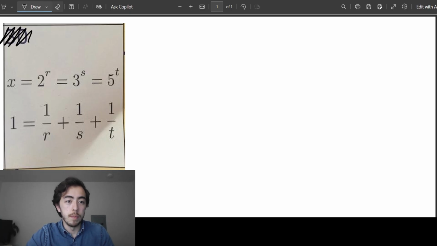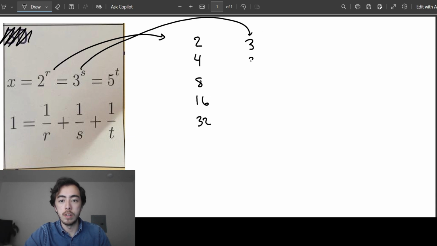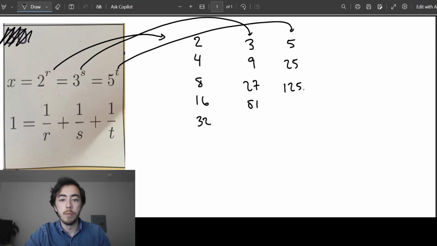So I'm seeing that x is some number, and it's the same thing as 2 to the power of r, and 3 to the power of s, and 5 to the power of t. Now, I'm already thinking that I'm running into some kind of trouble here, as in there won't be a good whole number solution. Because, for example, if we try checking out some powers of 2 real quick, here are the first few powers of 2. We can check out some powers of 3, so here are the first few powers of 3. And we can check out some powers of 5, so we got 5, 25, 125. We're never going to get a whole number that lines up for all three of these.